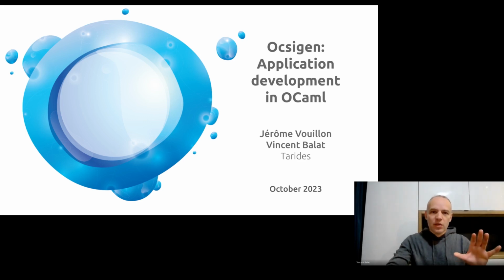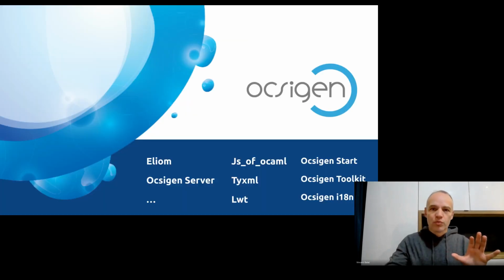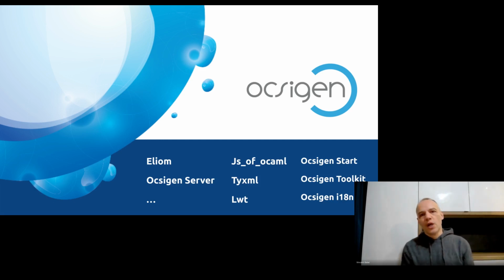More concretely, Ocsigen is a set of open source projects that are, as far as possible, independent from each other, so that you can use only what interests you. I've listed here the main projects. We have about 15 projects and hundreds of thousands of lines of code.